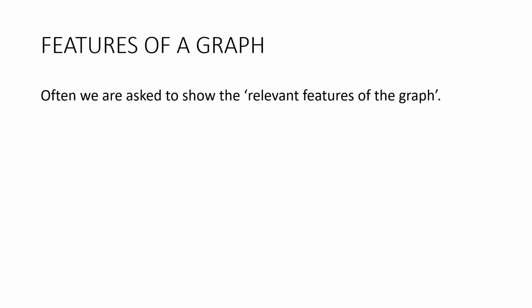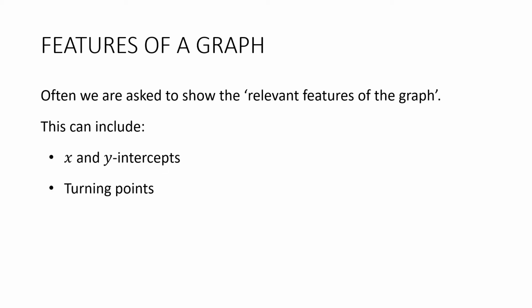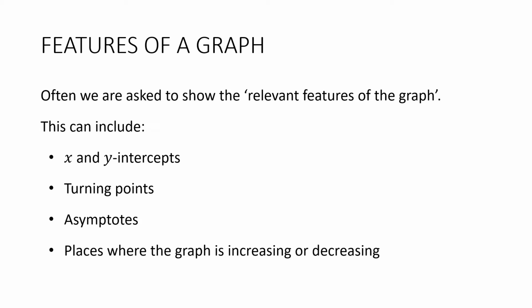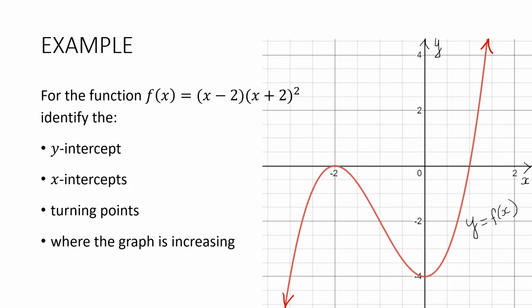Now often we are asked to show the relevant features of the graph, and this can include x and y intercepts, turning points, asymptotes, and places where the graph is increasing or decreasing. So let's have a look at this example again. We want to identify the y-intercept, the x-intercepts, the turning points, and where the graph is increasing.